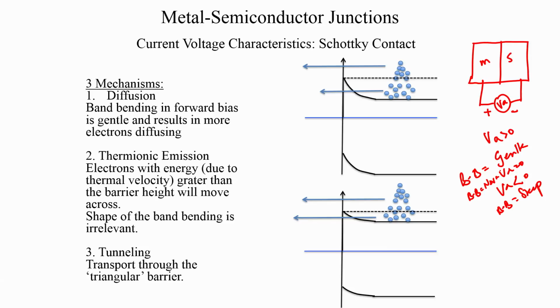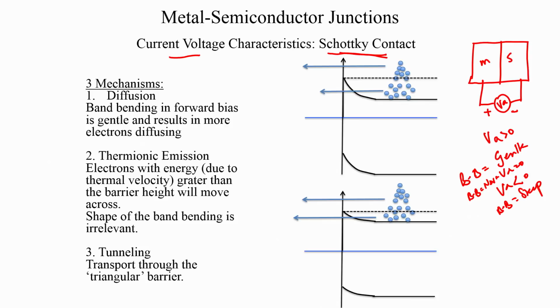So, we are interested in looking at the current voltage characteristics in a Schottky contact. Metal semiconductor contacts had two kinds, Schottky contacts and ohmic contacts, and we are still talking about Schottky contacts. We looked at the electrostatics, we looked at the non-equilibrium case, we have looked at the measurement of capacitance, and now we are looking at the current voltage characteristics.